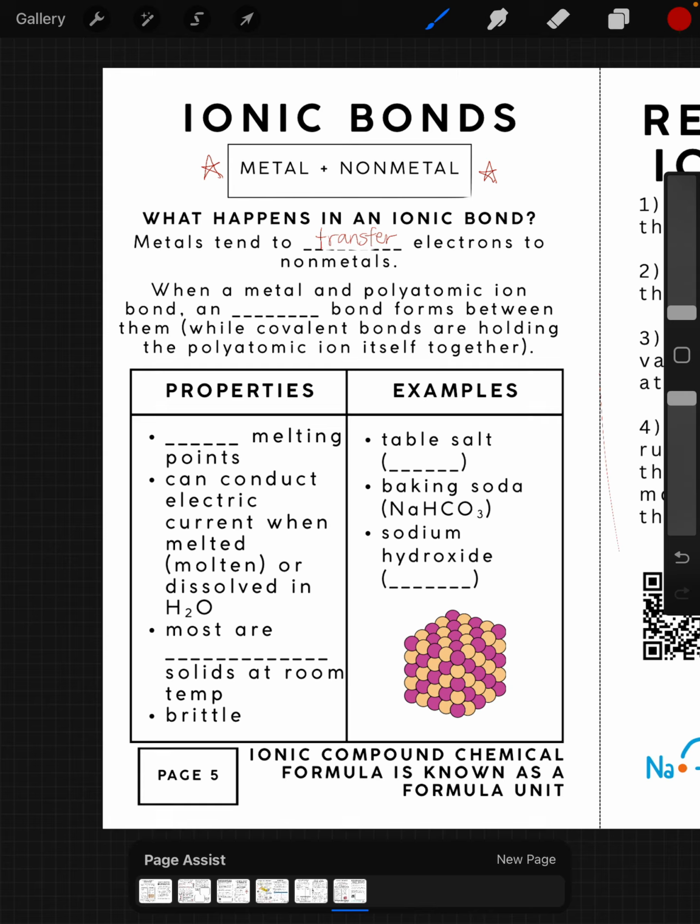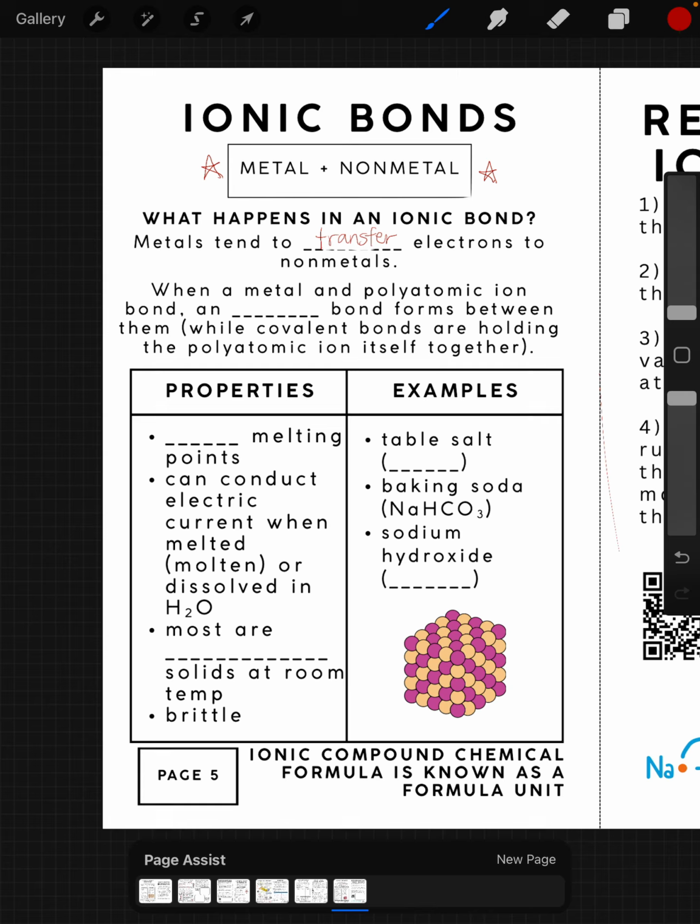But if you think about the periodic trends and the properties of nonmetals versus metals, it makes sense that this is going to happen when you have a metal and a nonmetal coming together, okay? Nonmetals have high ionization energies. It's really hard to take away their electrons. They also have high electronegativities, which means they are really going to try to pull electrons towards themselves.